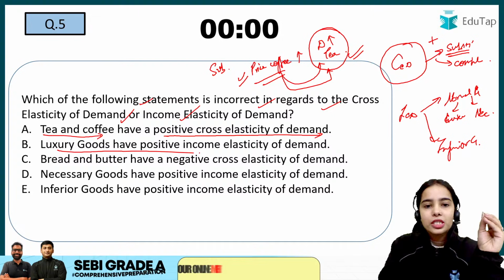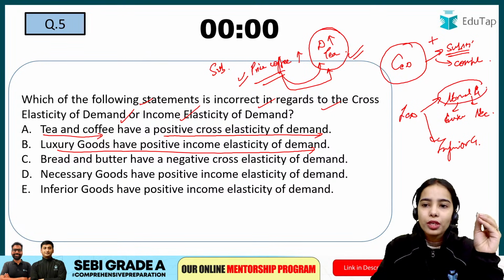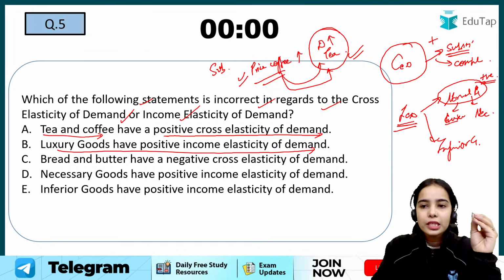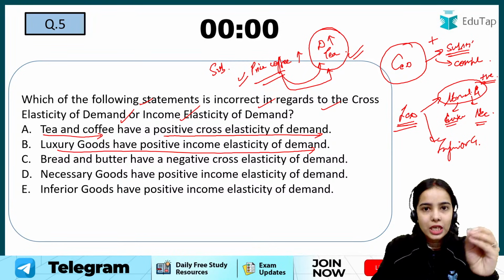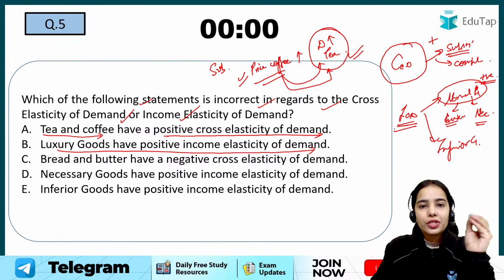Luxury goods have positive income elasticity of demand. So normal goods have positive income elasticity of demand. Luxury goods, necessary goods, they are normal goods. So they have positive income elasticity of demand.